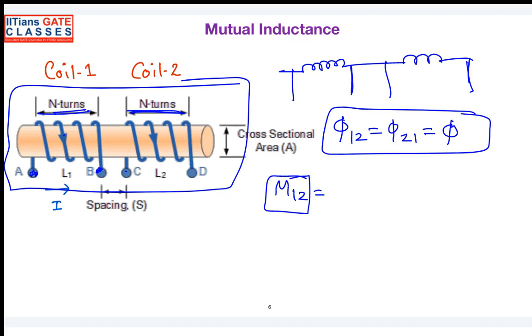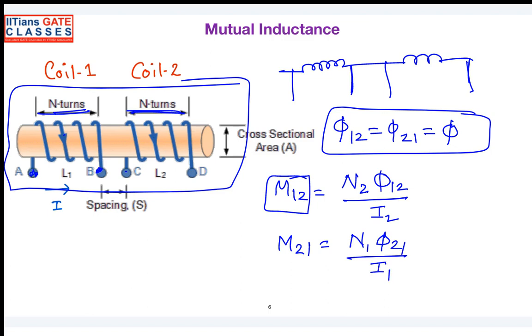In that case, what will happen? M12 will be due to the number of windings in the second coil times the flux linkage from 1 to 2, divided by I2. Now, the same way, the flux linkage from 2 to 1 will be N1 times phi 2 to 1, divided by I1. Having different windings and different currents.